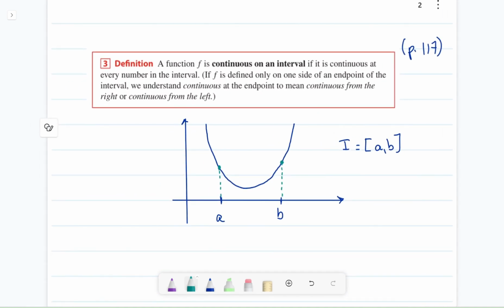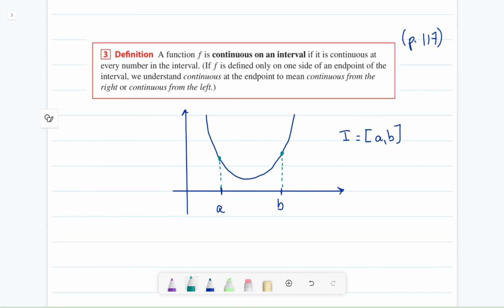Now let's check when a function is continuous on an interval. So a function f is continuous on an interval if it is continuous at every number in the interval. If f is defined only on one side of an endpoint of the interval, we understand continuous at the endpoint to mean continuous from the right or continuous from the left.